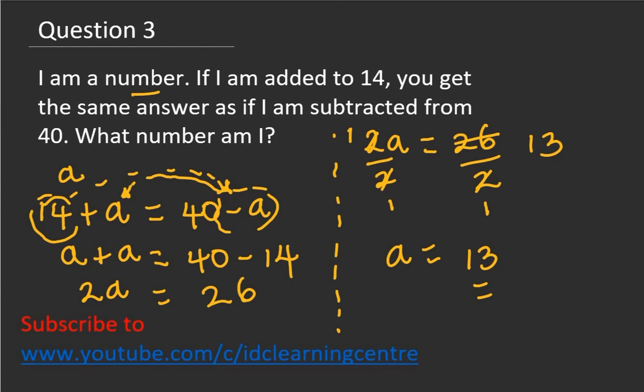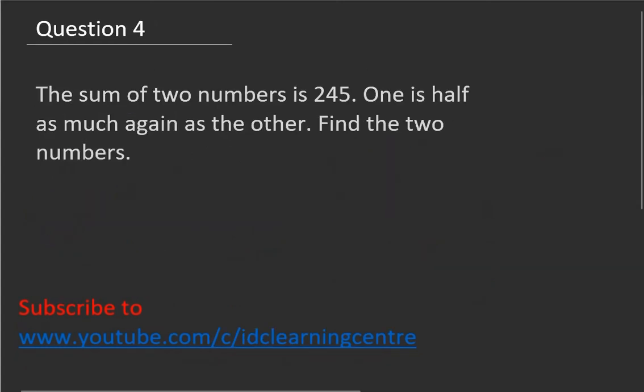Okay, let's look at question 4. The sum of two numbers is 245. One is half as much again as the other. Find the two numbers. Now, in this question, the sum of the two numbers has been given as 245. If one of the numbers is x, the question says the other is half as much again. Half as much again will be half of the number plus the number. This is the meaning of half as much again. Half plus the number is half as much again.